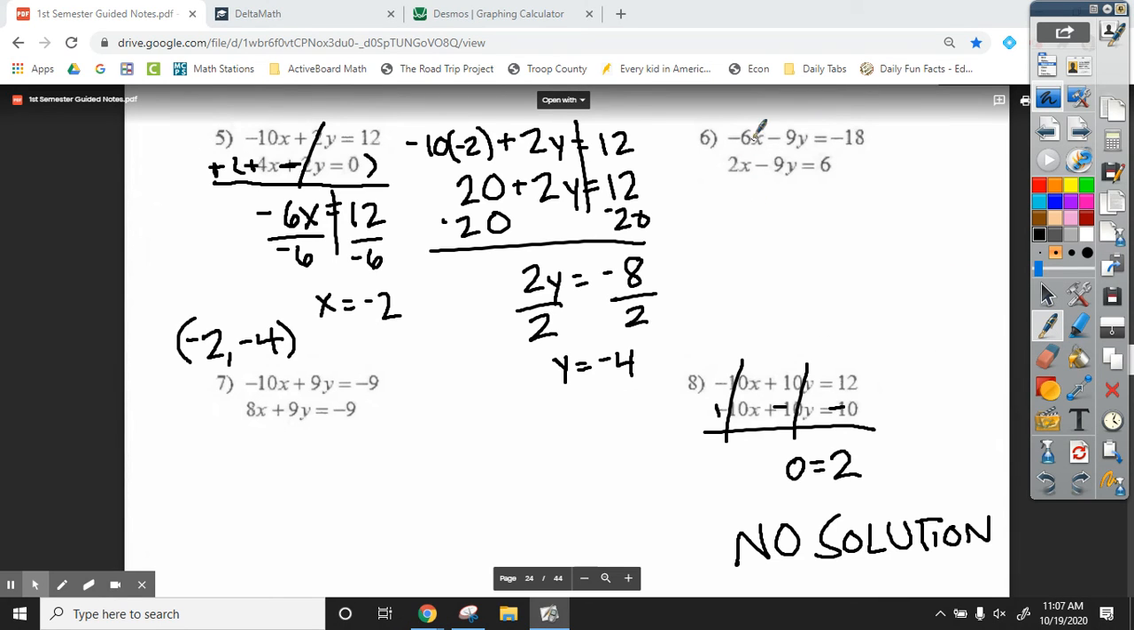On number 6, you see that your y's are the same, but we need to change all of the signs so that we can have opposites that will cancel out. So we will multiply by a negative to change all of the signs. Over here, we'll get -8x equals -24. If we divide everything by -8, we'll be able to get x by itself, and we'll get 3. Substitute that back in.